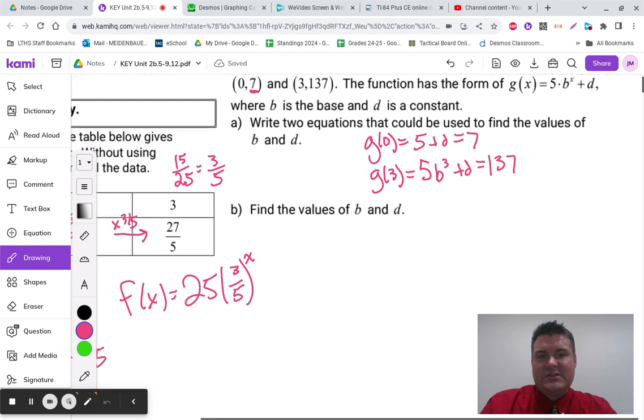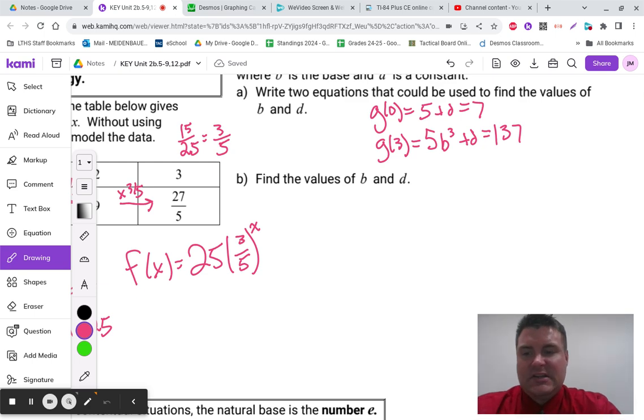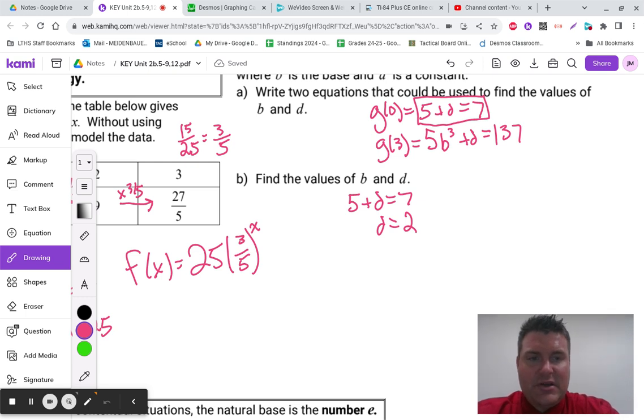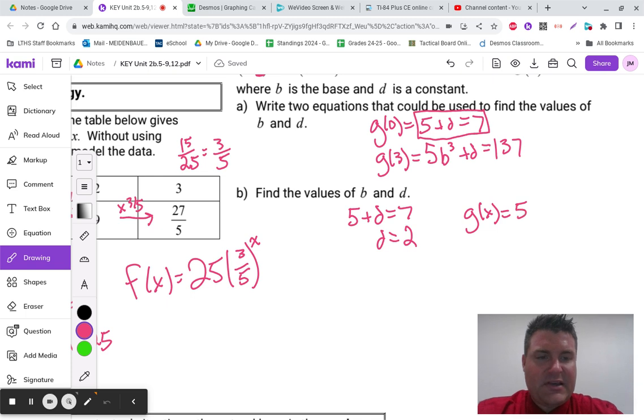Now, part B says to go ahead and solve for those b and d values. It's super easy to solve for d right there, the one I just boxed. So 5 plus d equals 7, so d is going to equal 2. Subtract 5 on both sides. So I got 2. So now I have the equation of g of x equals 5 times, I'll find b in a second, to the x plus 2.